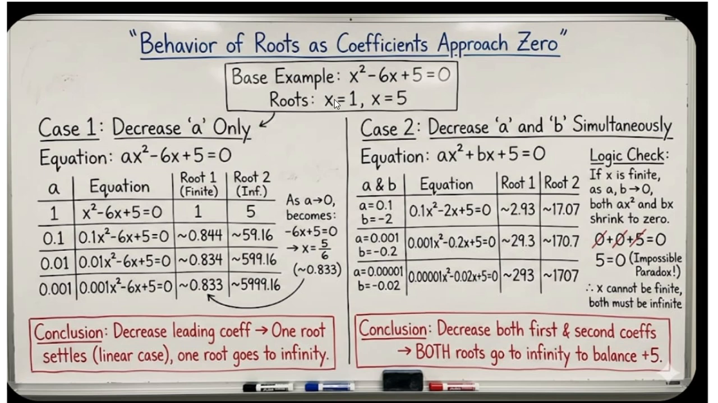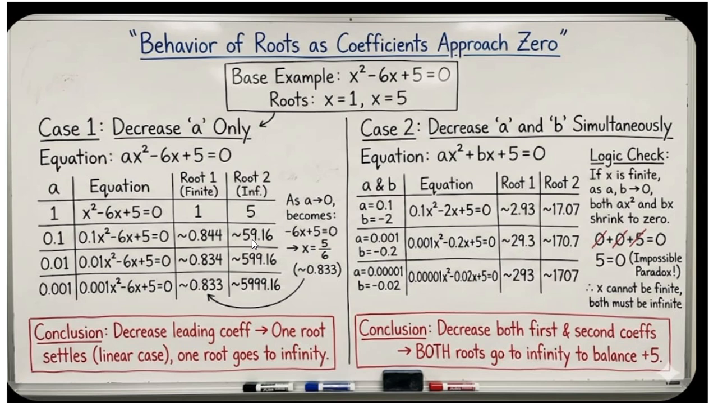For example, let me take ax square minus 6x plus 5. Initially, if a is equal to 1, you can get the roots like this. Then, if you decrease the coefficient of x square, that is a, what happens to the roots? See, check it. If a is 0.1, the equation becomes like this, and the roots become like this.